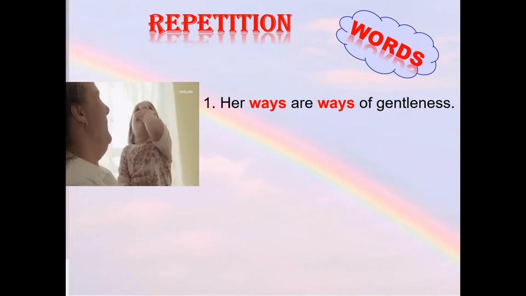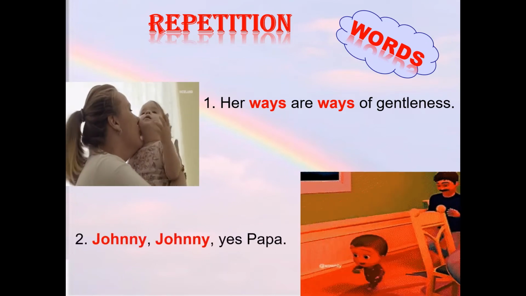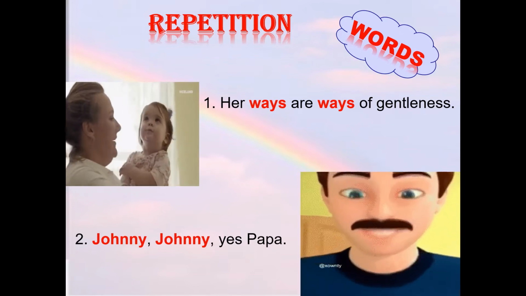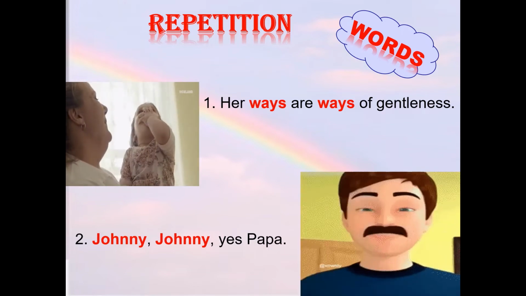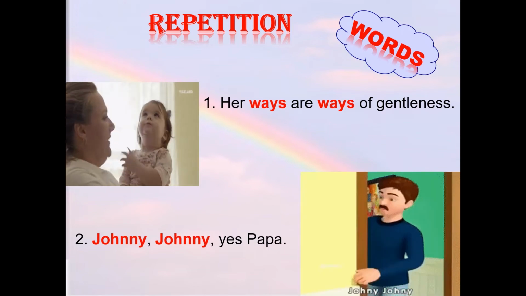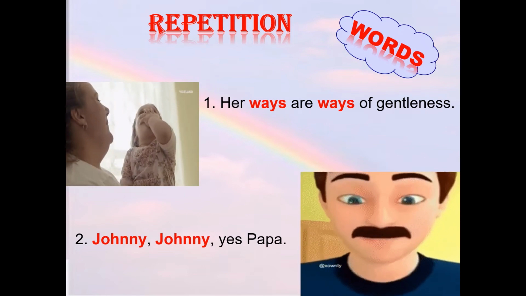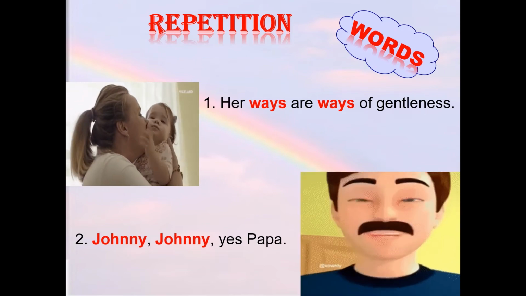Let us see another example. Johnny, Johnny, yes, Papa. Now, you may realize that the word Johnny is repeated twice in the sentence for poetic effect. There are many nursery rhymes that are good examples of repetition, right from Twinkle, Twinkle, Little Star to Rain, Rain, Go Away. Repetition is everywhere.